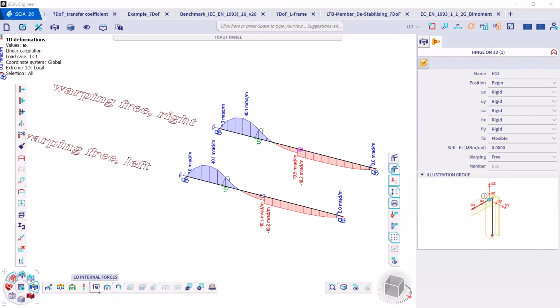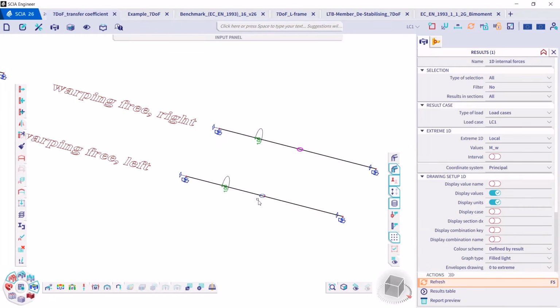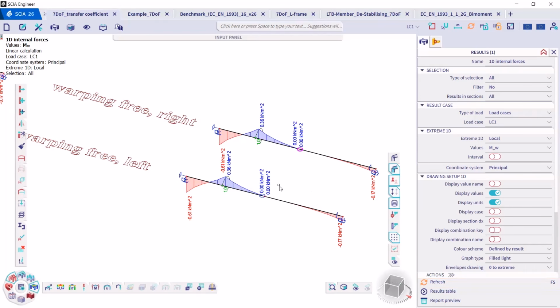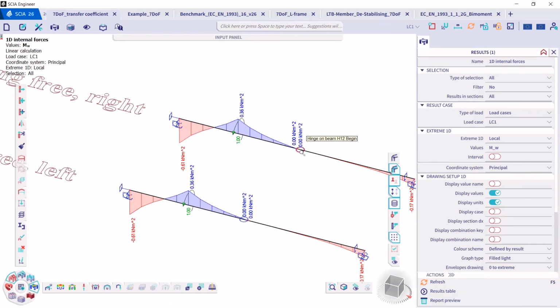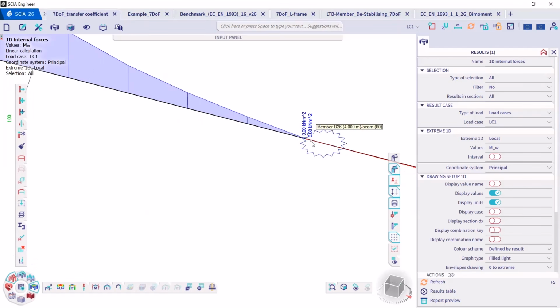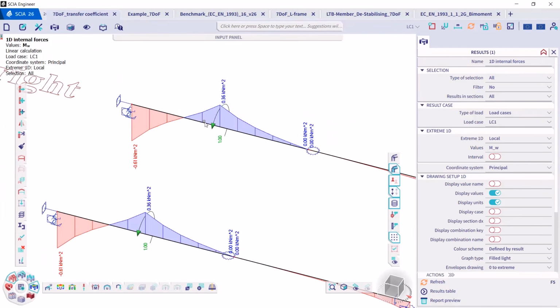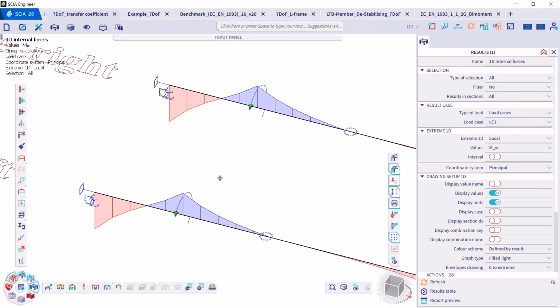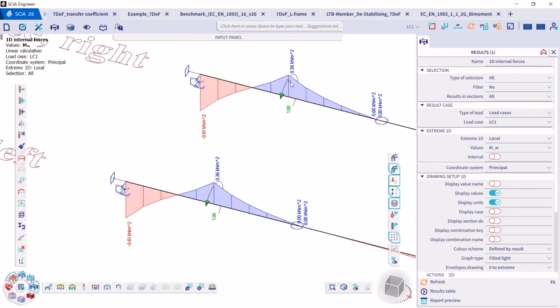And what is important to notice also will be on the level of the moments. So now, as mentioned before in the 1D forces, we'll have a new component, which is MW. So if you have a look at MW, when we have a flexible behavior with 0 stiffness or a free behavior, you see that MW is equal to 0 where we have the hinge. And the biggest value of MW is present where we have the torque moment, and of course at the support level.